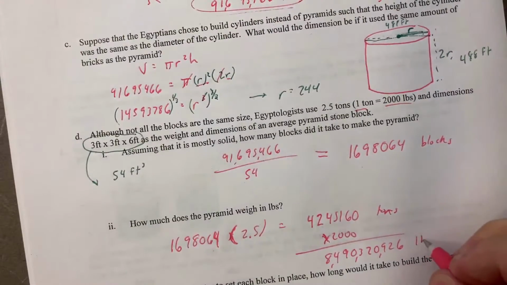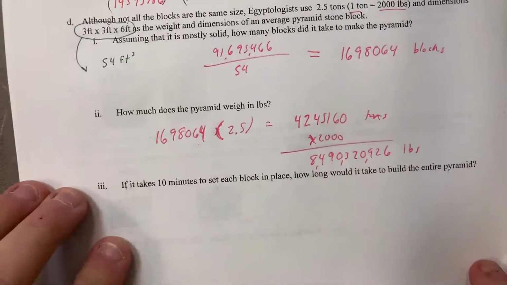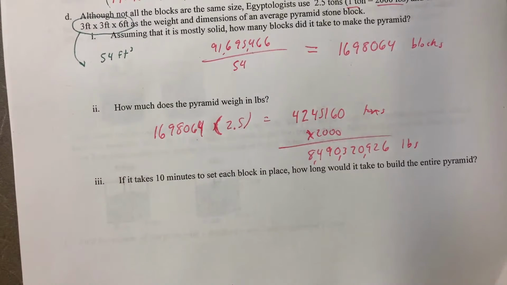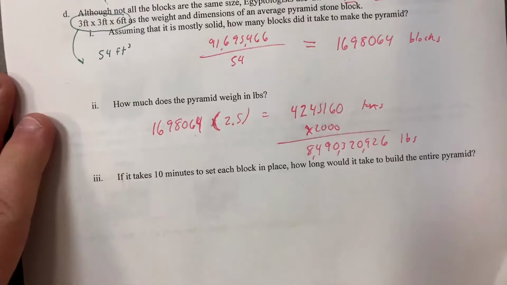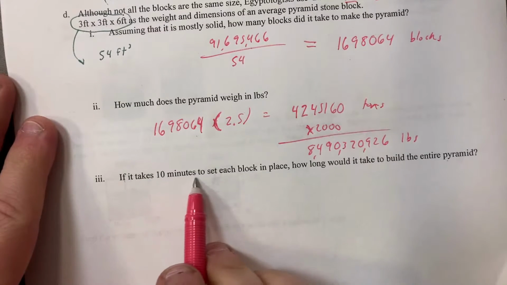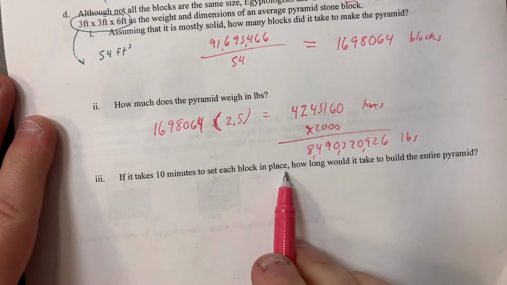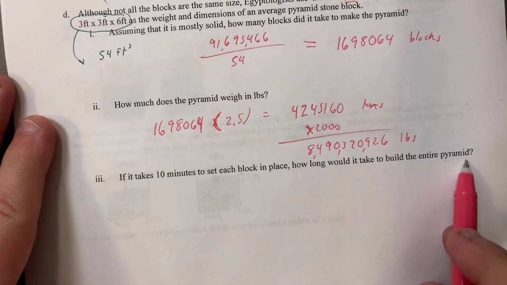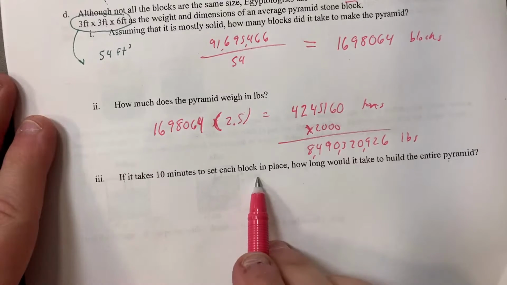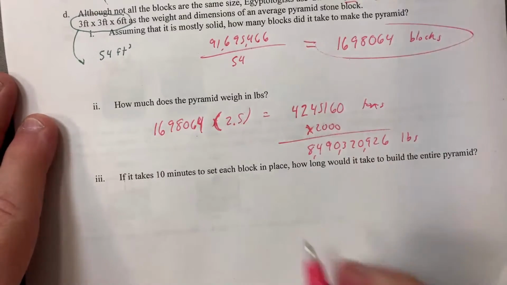That's crazy. Can you imagine the man labor that it would have taken to raise 8 billion pounds? Not only raise 8 billion pounds, but then you have to quarry 8 billion pounds and then move it from the quarry to the pyramid site. Now, if it takes 10 minutes to set each block in place, how long would it take to build the entire pyramid? 10 minutes per block. And there's this many blocks.